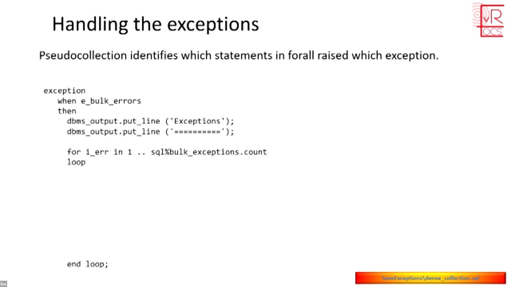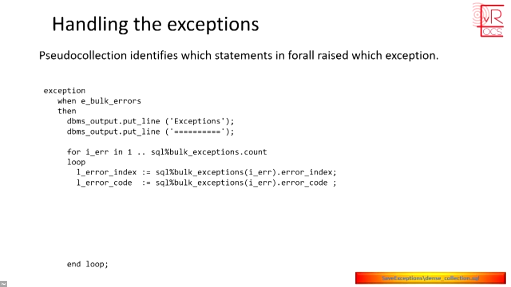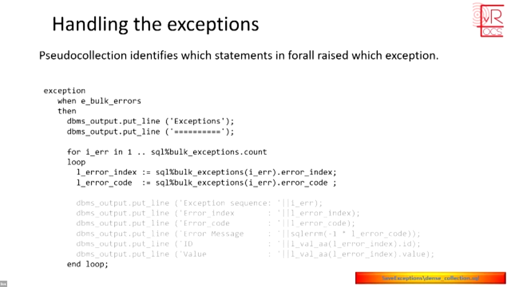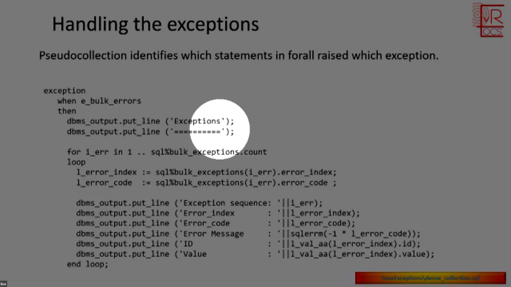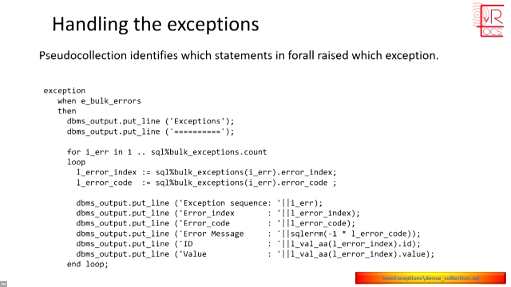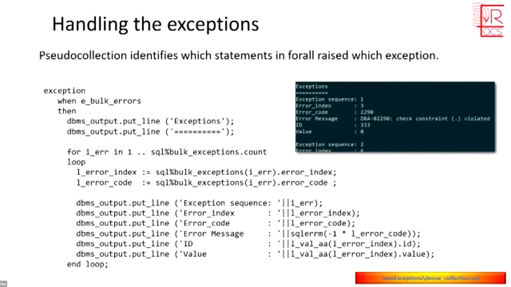If we have this exception, we can go through this collection, just going through all the records that are in there, and we can get the error index and the error code from there. And with that, we can do logging, we can fetch the data of the statement from the original collection with the error index, so we can know what data it was that caused the exception. And if we run this, then it looks like this.